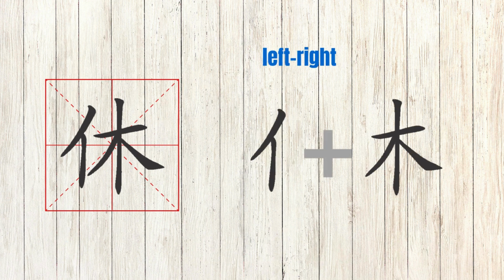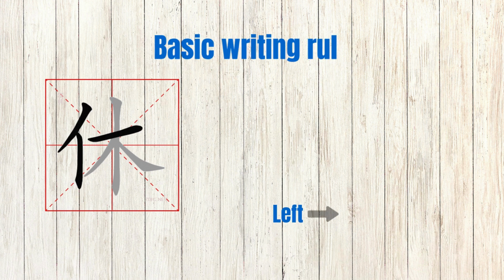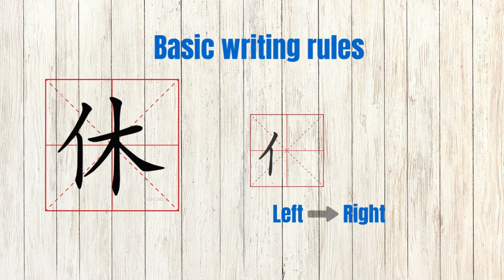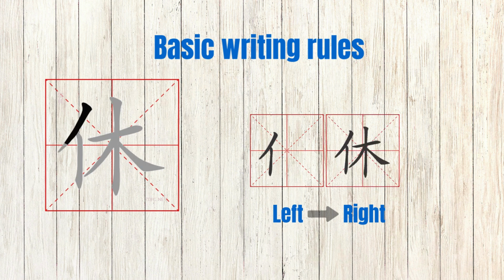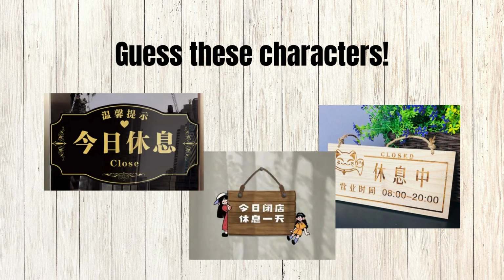This character is made of two parts. It follows the left-right structure we learned before. When writing it, we follow the left-to-right stroke rule. First, write the radical 人 on the left, then the part 木 on the right. Did you get it? Pretty simple, right? And the next time you see this character on a shop store, you'll probably guess what it means.